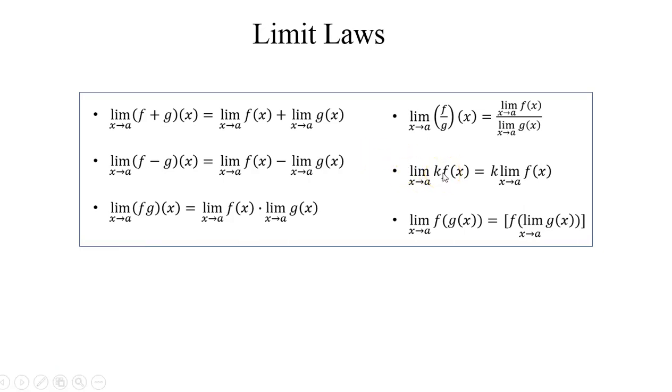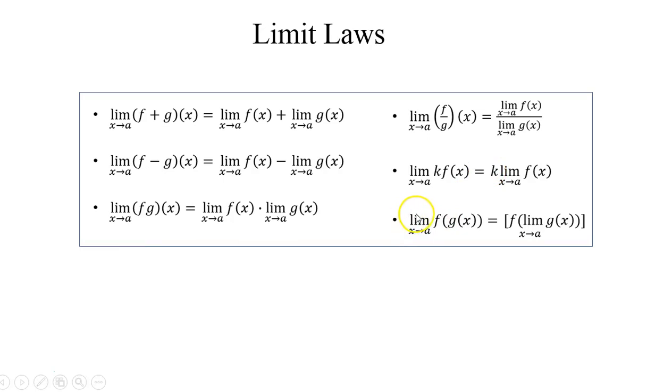Basically what it means is when I have a limit as x approaches a of some constant times a function, you do not take the limit of the constant, you take the limit of the function, and whatever that yields, you multiply by the constant. We're going to do some examples to show you how that works.